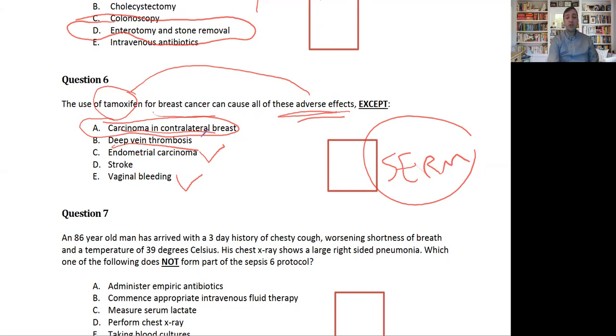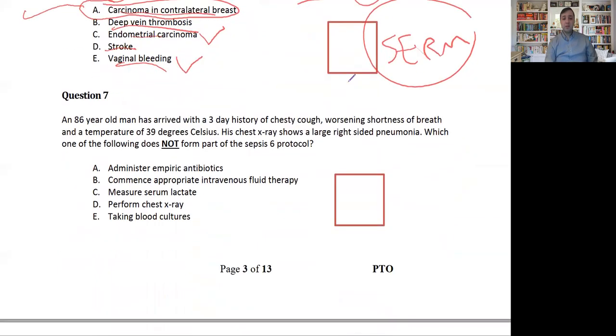Or stroke even. So stroke and deep vein thrombosis are side effects. Endometrial carcinoma is a side effect, and vaginal bleeding as well. So here, the most appropriate answer, because he's asking about except. So let's move on to question 7.